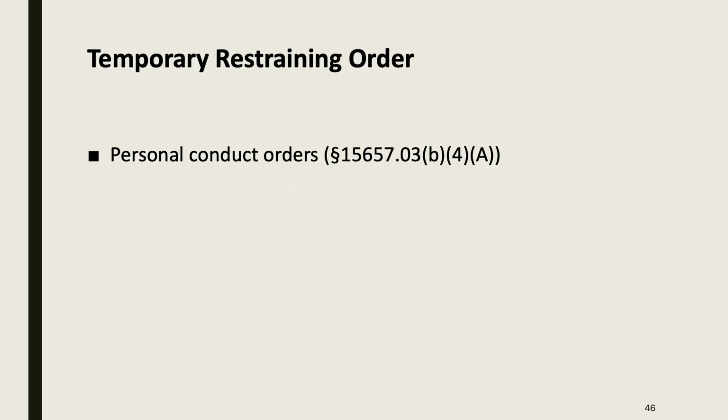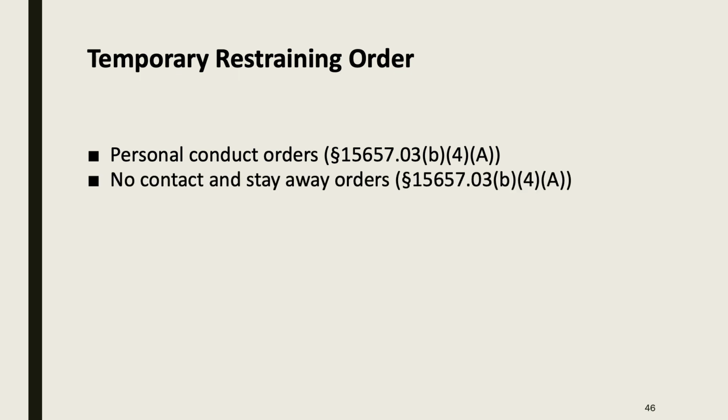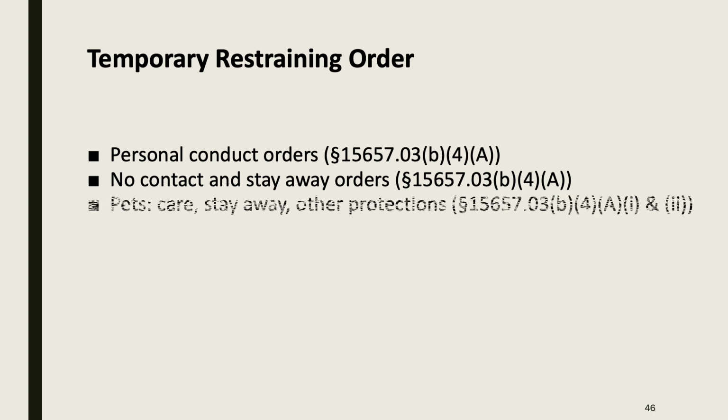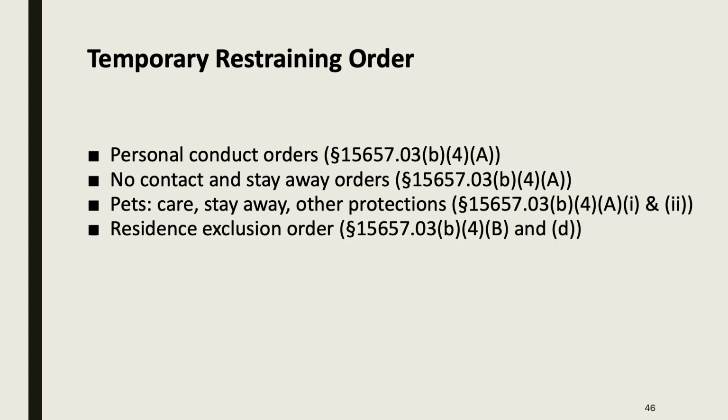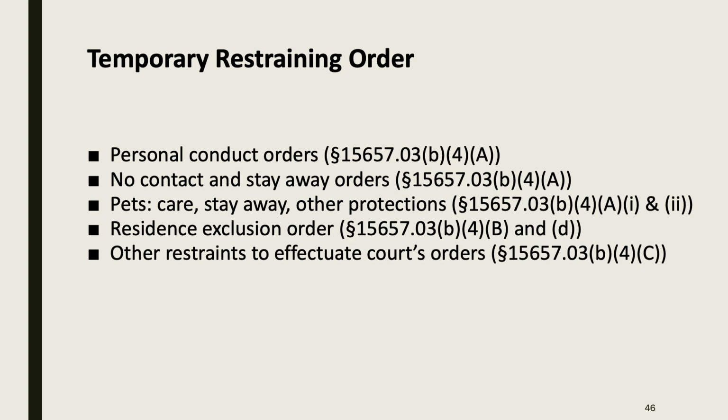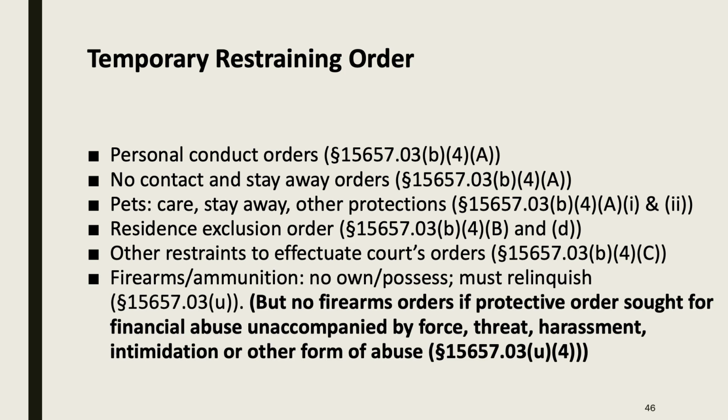What kind of orders can be given? Well, a temporary restraining order would include personal conduct orders, which are those be nice orders. No contact and stay away orders can be granted. Orders pertaining to the care and protection of pets can be granted. Residence exclusion orders can be granted. And other restraints to effectuate the court's orders can be granted.